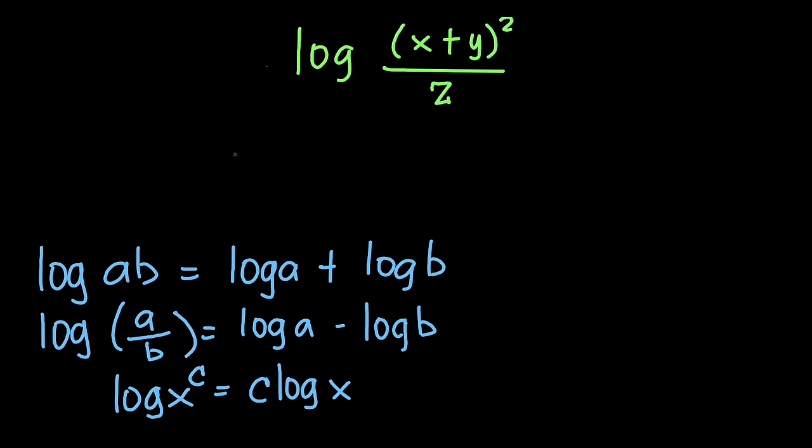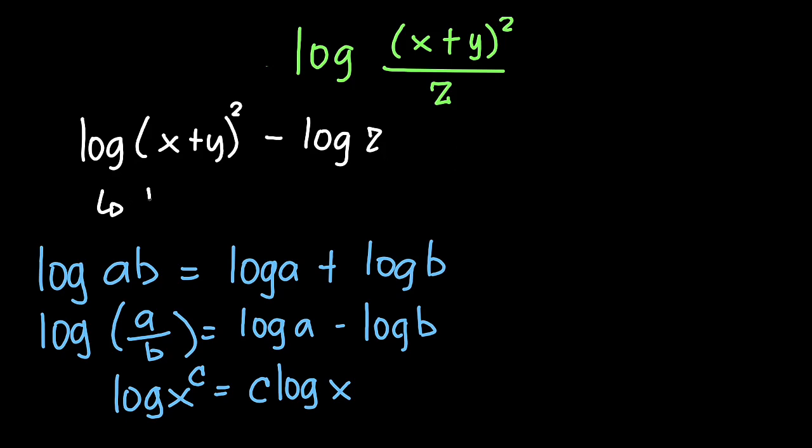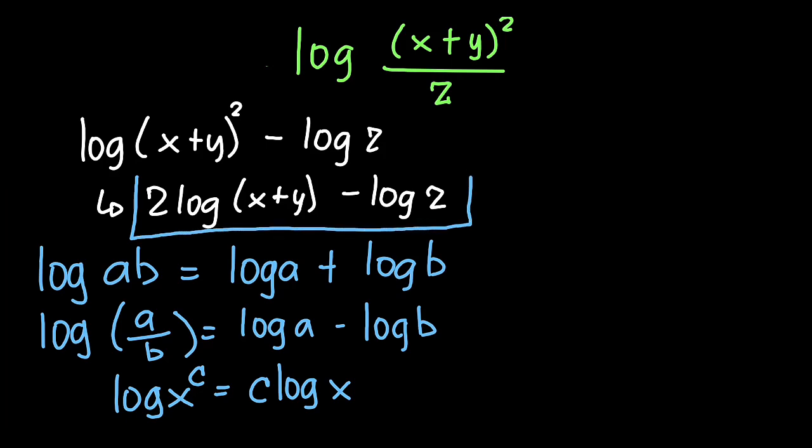And so by the quotient rule, this would be log of x plus y squared minus log of z. And so since we have an exponent here, we must bring them down. And so your final answer would be 2 log of x plus y minus log of z. And so that's how important having a parenthesis is in an equation.